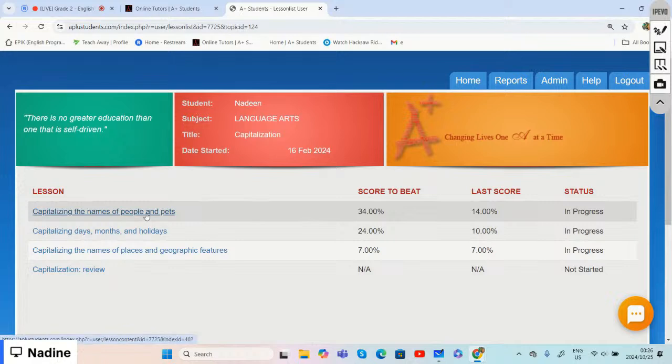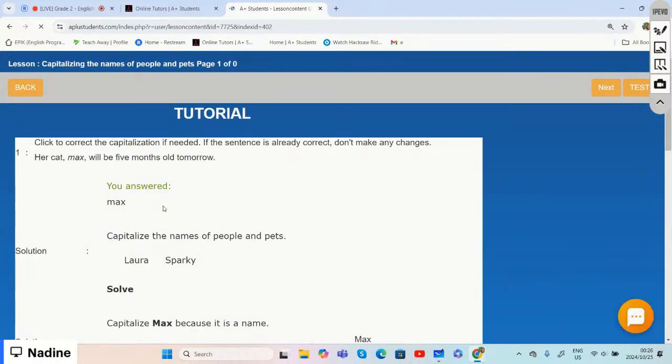All right, so now we're capitalizing the names of people and pets. We're going to that one first. It says capitalize the names of people and pets, and we made an example of Laura as a name of a person, Sparky as a name of a pet. We need to click to correct the capitalization if needed. It says, her cat, Max, will be 5 months old today.